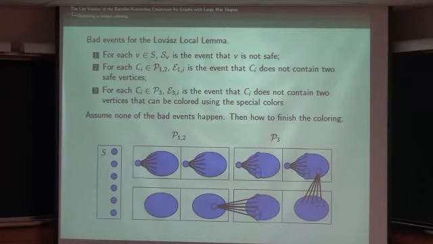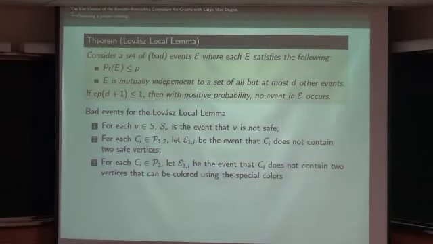So now in the remaining 10 minutes, I'll try to explain how to use the local lemma. As I was saying in the very beginning, the local lemma says, well, now you know what we're trying to do. We're trying to color the graph randomly, right? We're trying to pick a color in each vertex's list independently at random every single time. And the bad events, as you saw, were these ones where some vertex is not safe, or some clique does not contain two safe vertices, or some clique does not contain two vertices that will force two safe vertices.